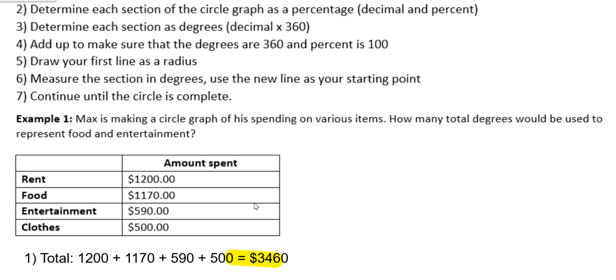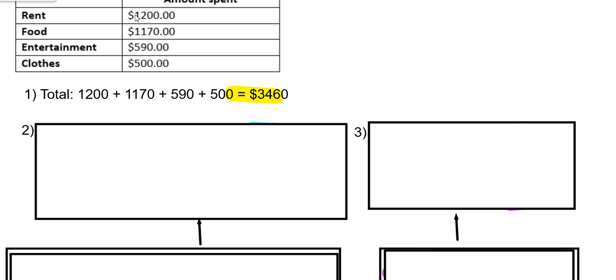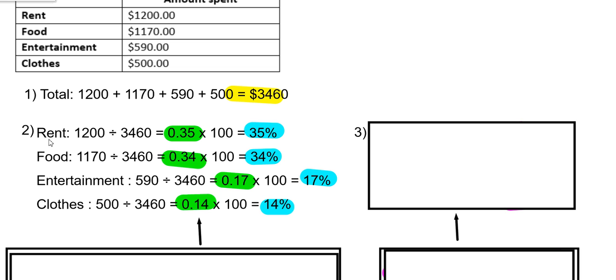Now, section number 2 is going to tell us we need to determine each section of a circle graph as a percentage, so as a decimal and a percent. So what that means is I'm going to take each one of these numbers and divide it by the total to get my decimal. And when I get my decimal, I'm then going to take the decimal and times it by 100 to get what the percentage of the circle would be. So here we have rent. I'm going to take 1,200 divided by 3,460. I'm going to get 0.35.